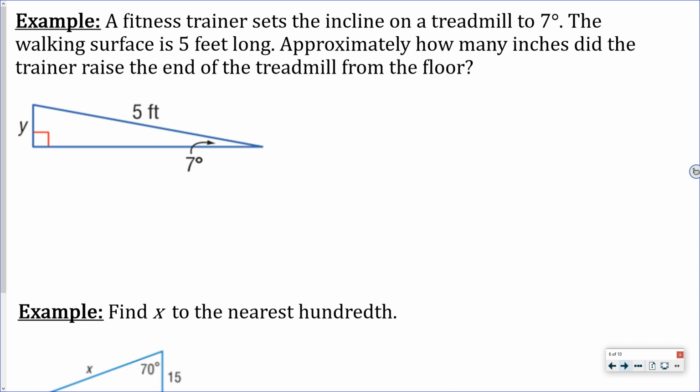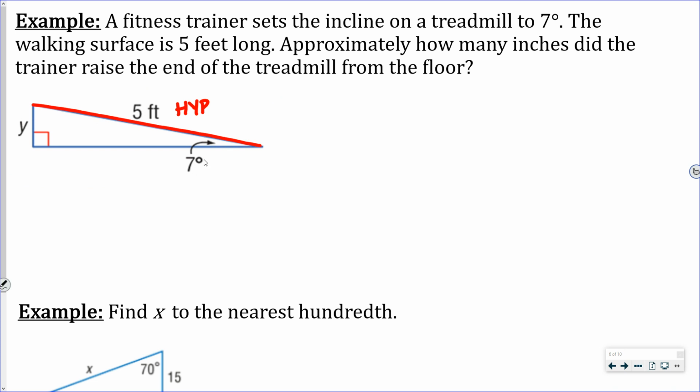Did the trainer raise the end of the treadmill from the floor? So they're marking that with Y. Agreed? This would be the floor. How many inches did the trainer raise the treadmill to get 7 degrees? All right, so what's given to me is the length of the treadmill. And looking at this right triangle, that would be my hypotenuse. Agreed? It's across my right angle.